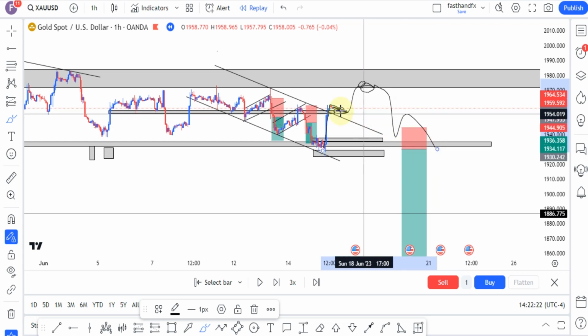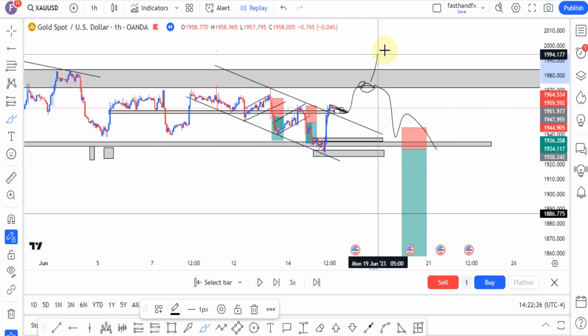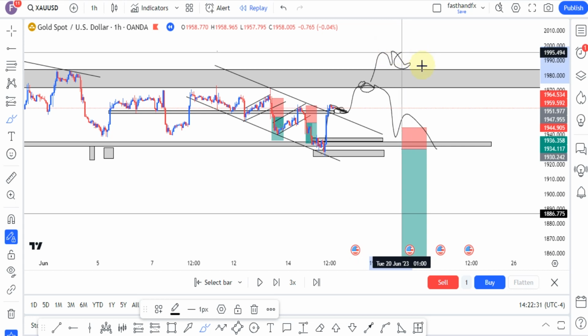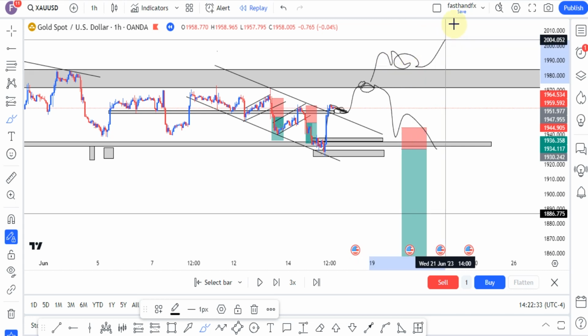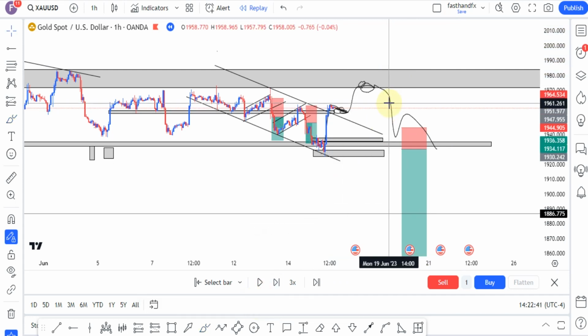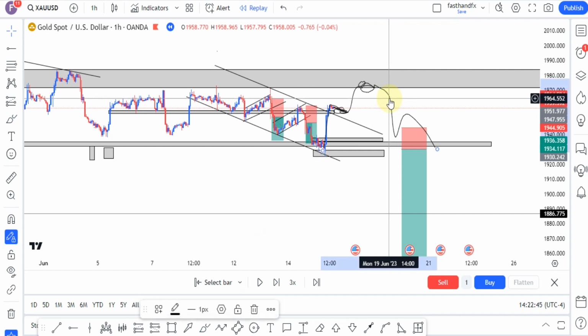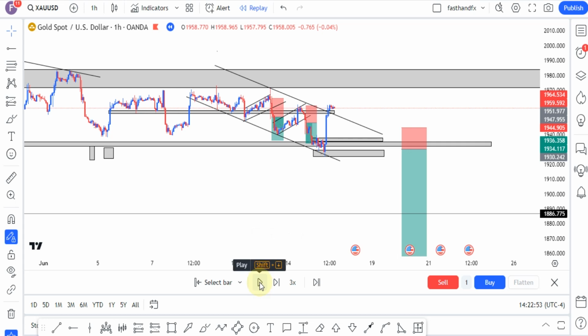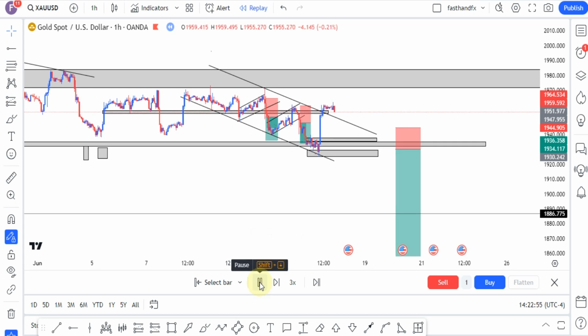But if the market does break above this area, we'll expect that pullback, which we call a retest. Then we go all the way up. So let's see what the market does, guys. We just react to what the market is giving us. We don't predict, just react to what the market is giving us.